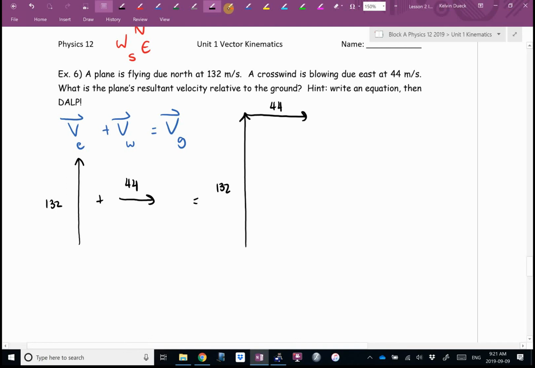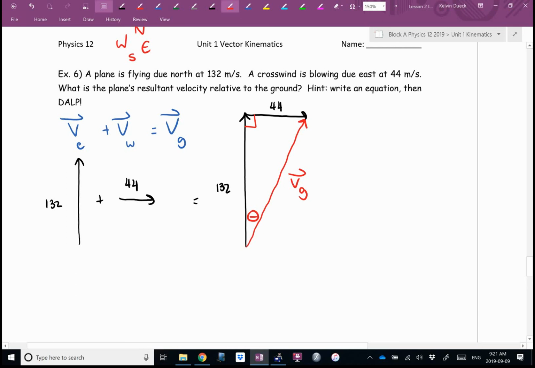The resultant is from the tail of the first to the tip of the second. So this here is the ground velocity. And then where is theta going to go? Always where the vector is originating from. So is theta going to go bottom left or top right? Right there.